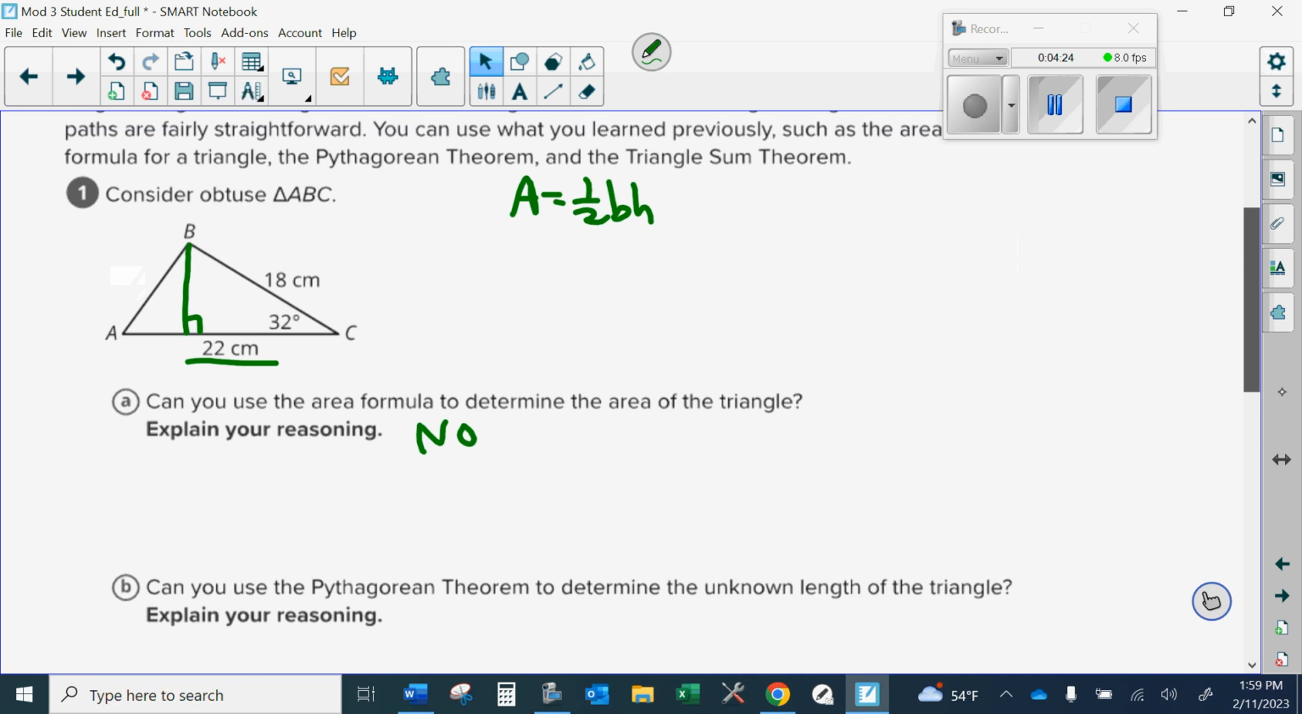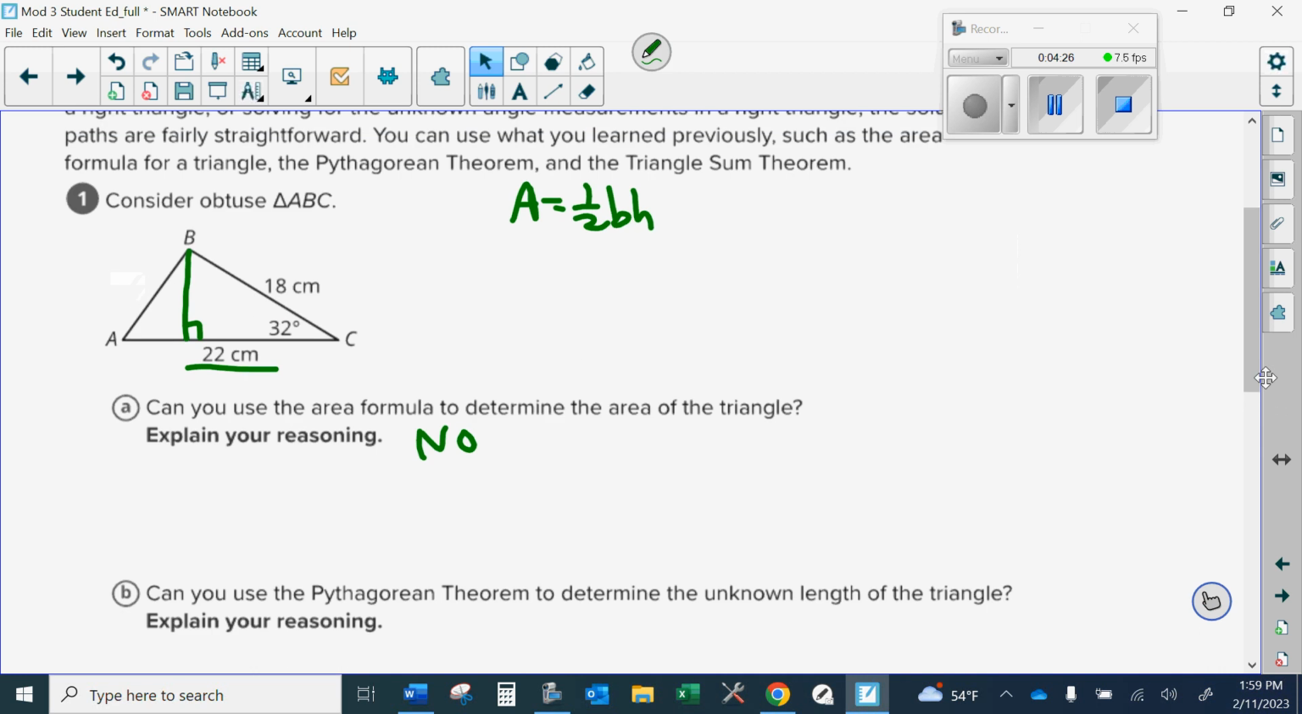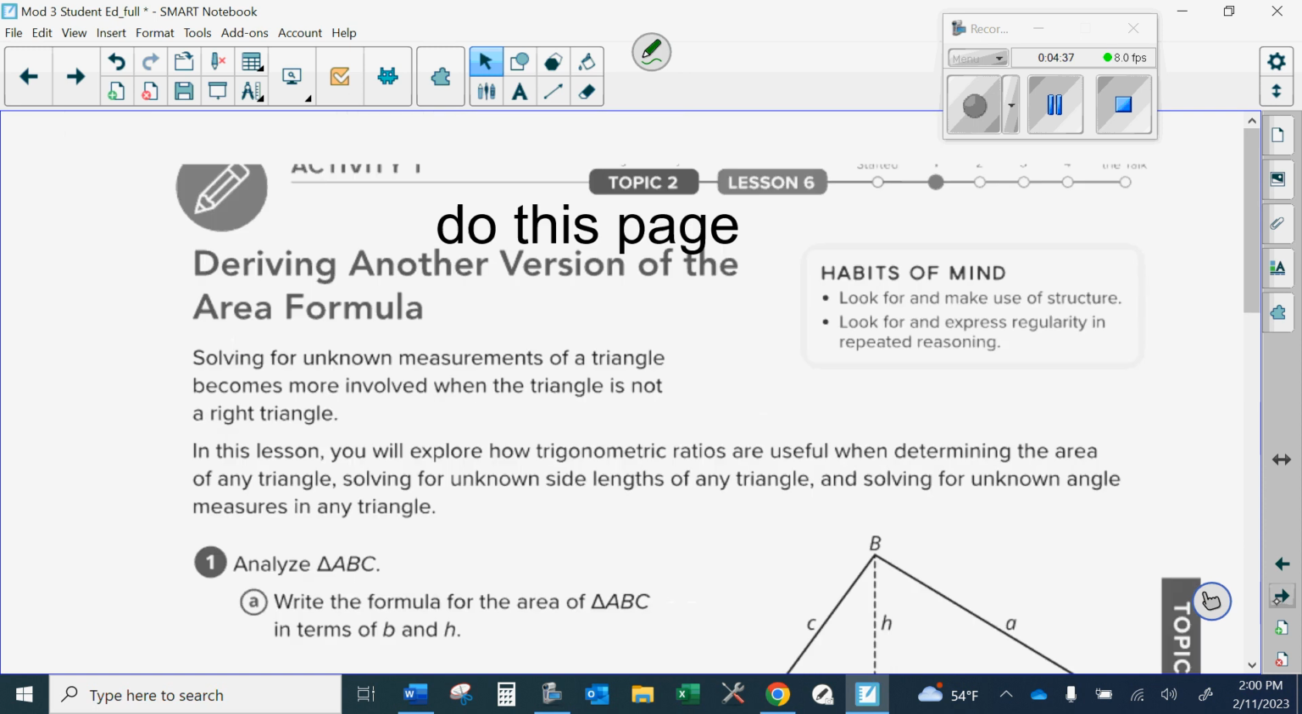So there's a new way that you're going to learn, which is on the next page. So you could pause the video and see if you can think of how you could come up with this H and somehow plug it into that formula. That's what we're going to do. That's on the next page.